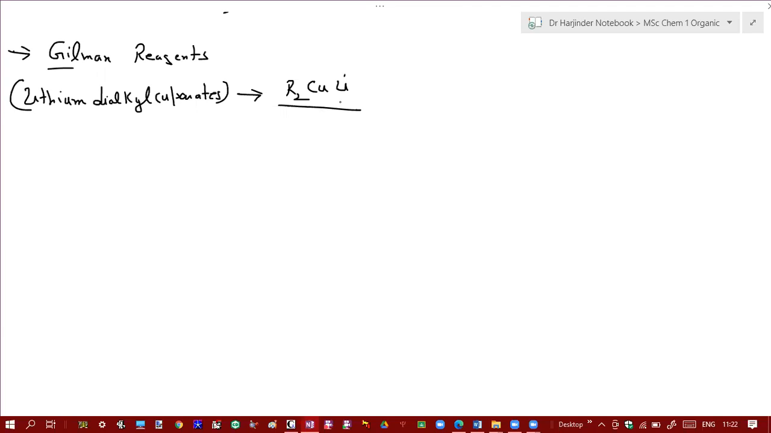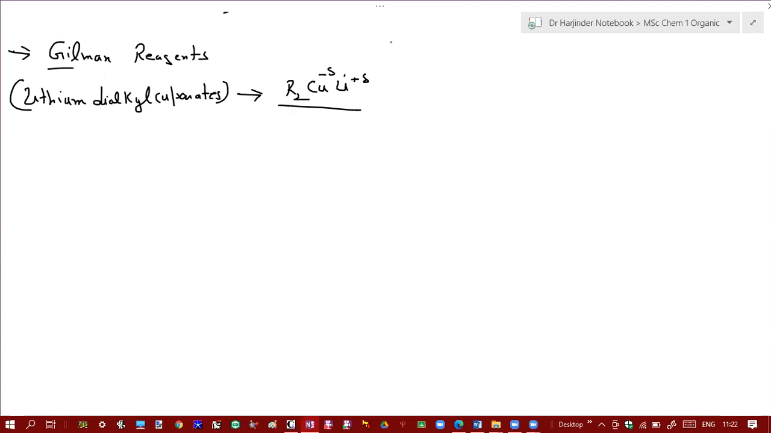Now in these Gilman reagents, what is the charge over copper? Very easy. Which is more electropositive, lithium or copper? Lithium. Lithium is of course more electropositive, so it has a partial positive charge and there is a partial negative charge here. So this dialkyl cuprate acts as your nucleophile, and lithium is positively charged here.